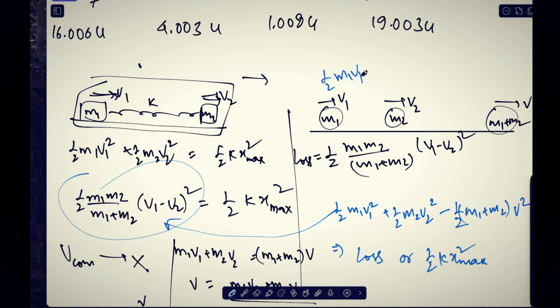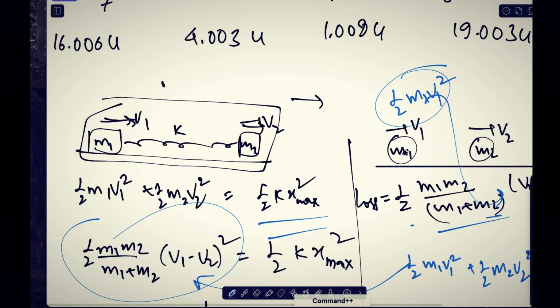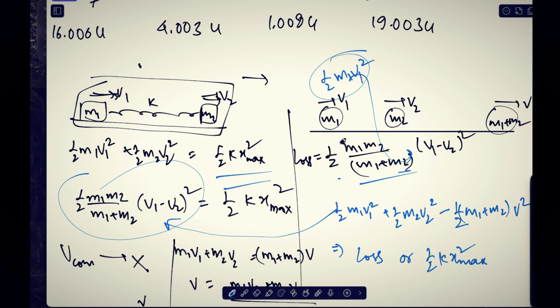So half m1 v1 square. Is it completely converting into the useful energy which is required, either half k x max square or loss? No. What is the energy which is really converting? Not half m1 v1 square plus half m2 v2 square. No. Half m1 m2 by m1 plus m2 times (v1 minus v2) square. Now when this is at rest, v1 is there, v2 is not there. So you'll get half m1 m2 by m1 plus m2 into v square.